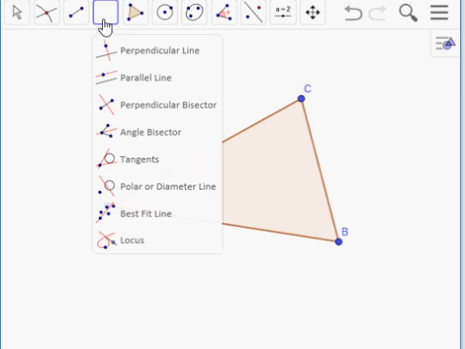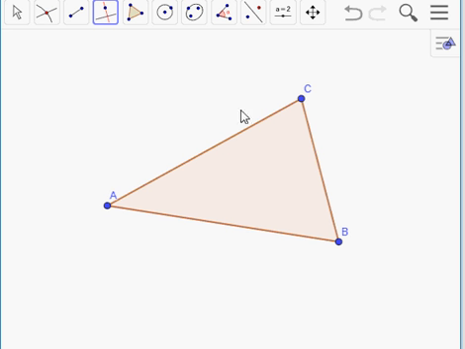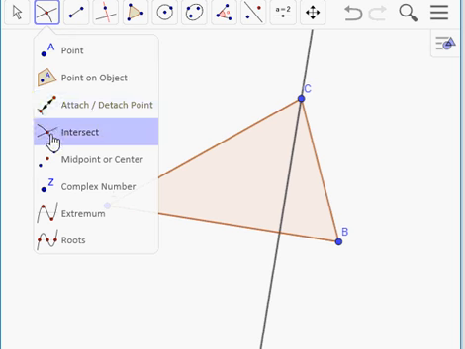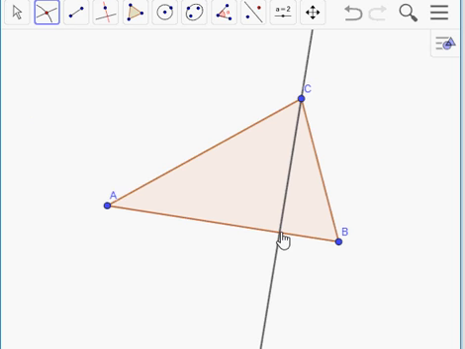I'm going to choose my perpendicular line tool, and I'm going to choose the line that I want it to be perpendicular to, which is line AB, and then I'm going to choose the point that I want it to go through, which is point C. And so here is a line that is perpendicular to AB that goes through point C. Now I want the point where that intersects segment AB. And so segment CD is the segment that is the altitude of the triangle.